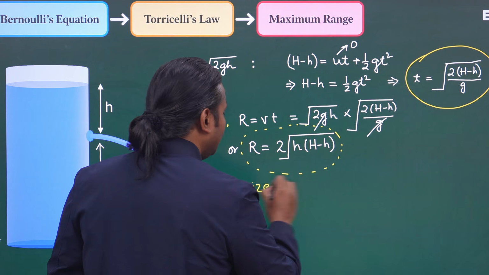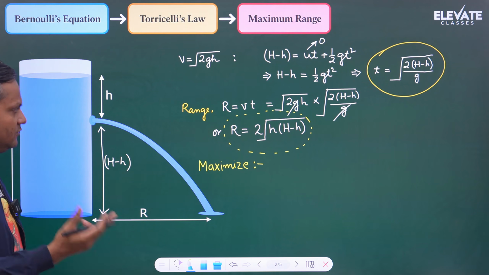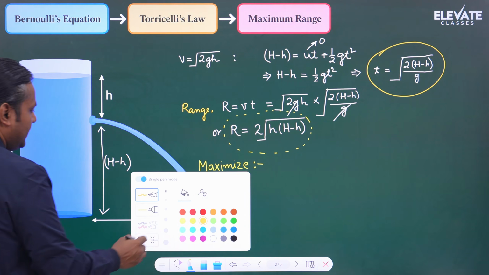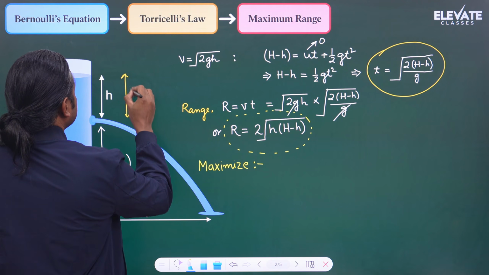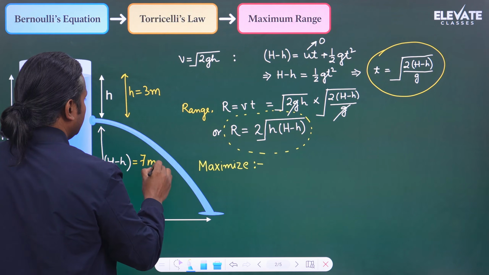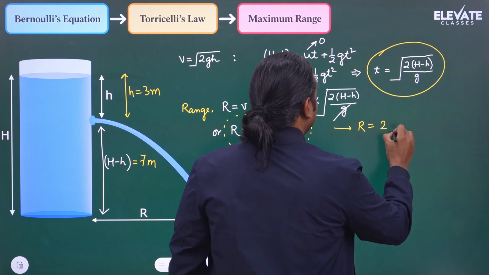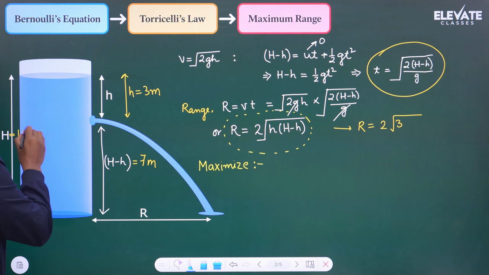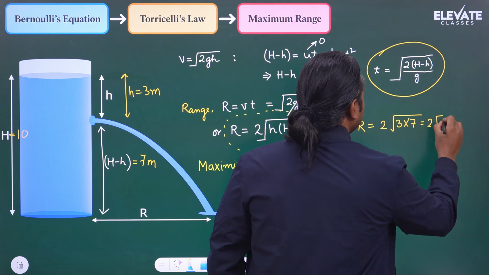By the way, one thing you must have noticed here, that there are two solutions of range for a given h, right? So that means, if I give you a simple example, let's suppose that I poke the hole at a distance of small h equal to 3 meters, so that this comes out to be 7 meters. In that situation, the range is going to come out to be r equals 2 times the square root of 3 times 7, which is 2 root 21 meters, where overall H is equal to 10.